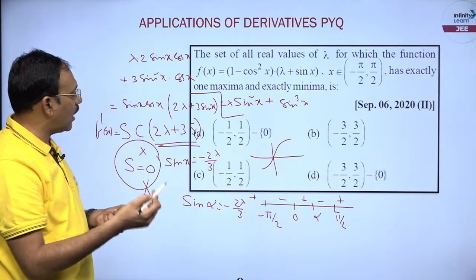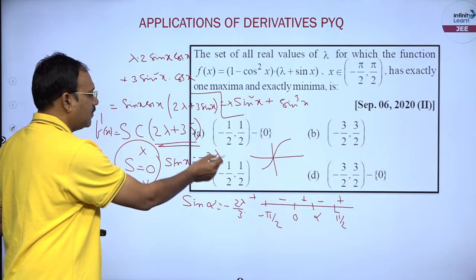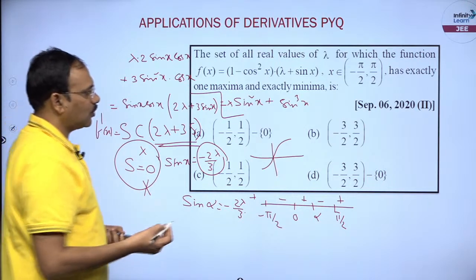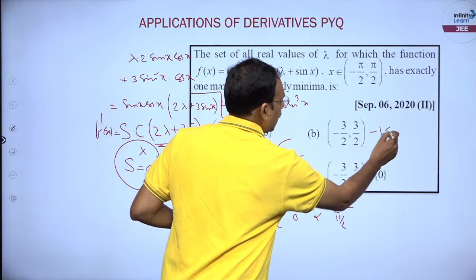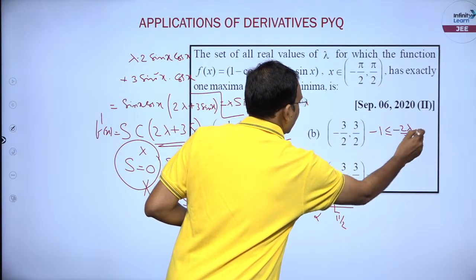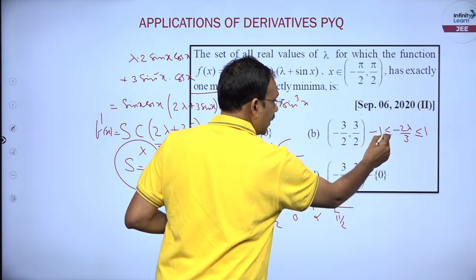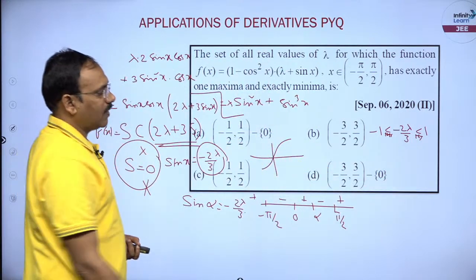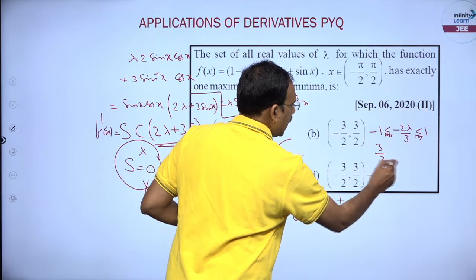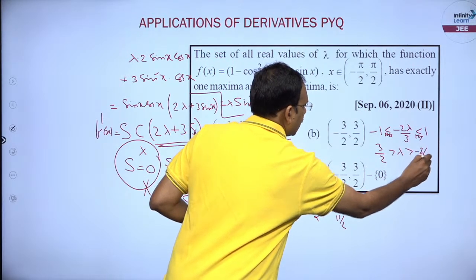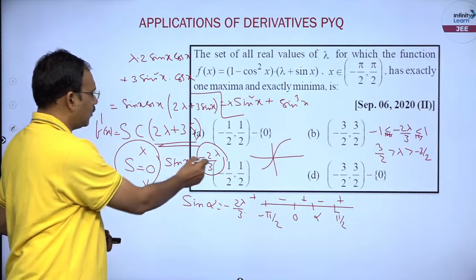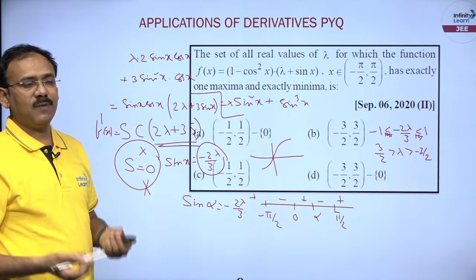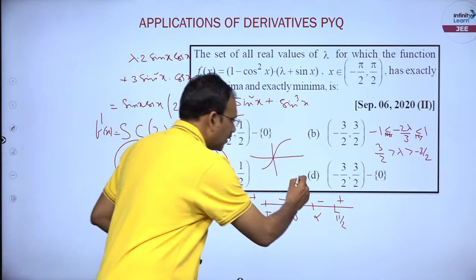So I can say friends, this is all possible when minus 2 lambda by 3 lies between minus 1 and 1. So clearly minus 1 less than minus 2 lambda by 3 less than 1, we will not get equality. So you just multiply with minus 3 by 2. So 3 by 2 greater than lambda greater than minus 3 by 2. Whereas if lambda is 0, sin x is 0 again, this function becomes 0, you can't find any local maxima or local minima. So I can go with option D friends.